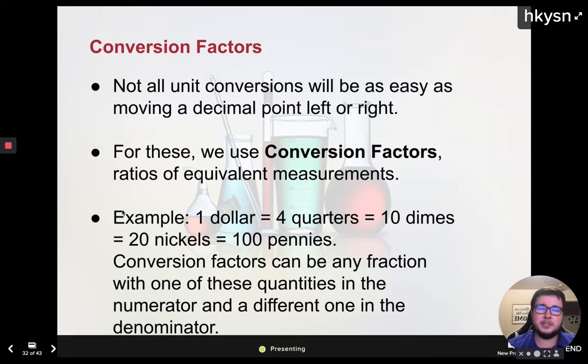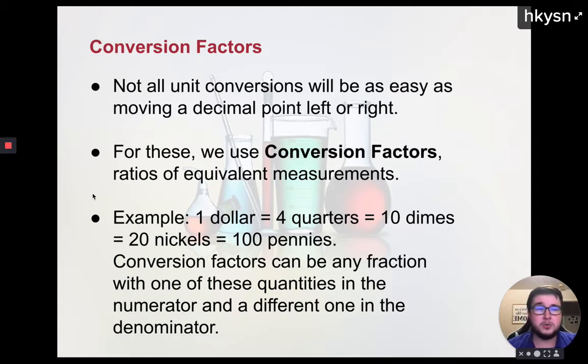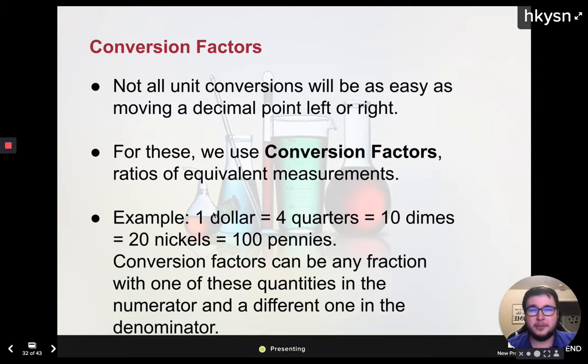So one example of this might be if I'm converting back and forth between dollars and quarters or dollars and dimes or nickels, I have some conversion factors that I can write. So $1 is equal to 4 quarters. 4 quarters is equal to 10 dimes. 10 dimes is equal to 20 nickels, and 20 nickels is equal to 100 pennies. And I can pick any of these values because they're all equal to each other. They're all representative of $1.